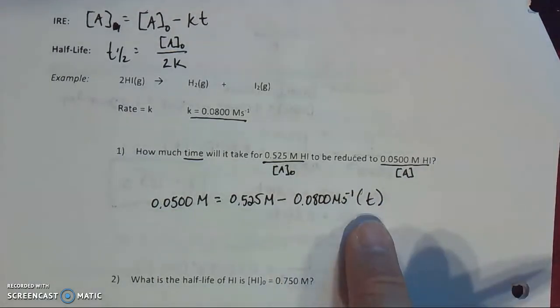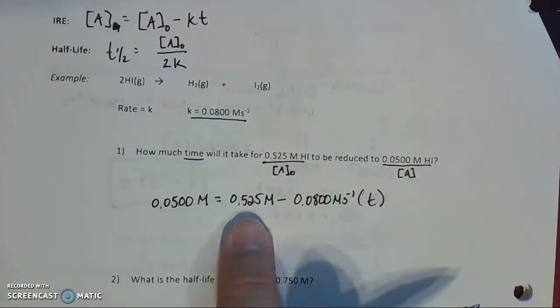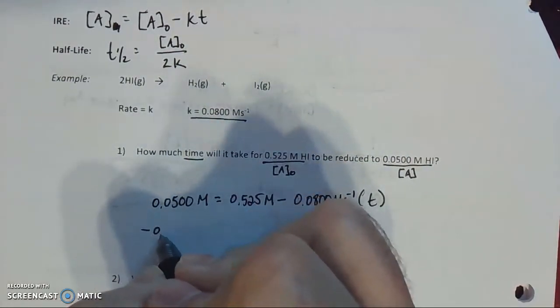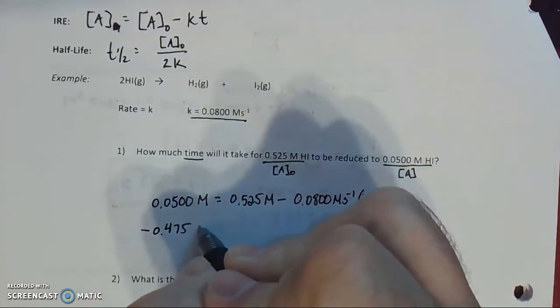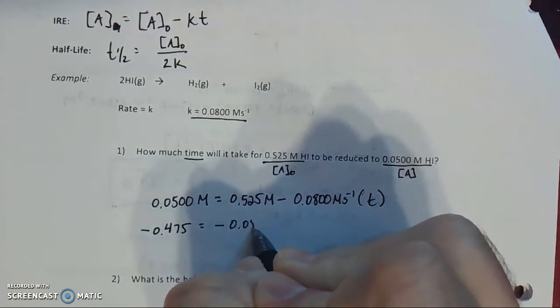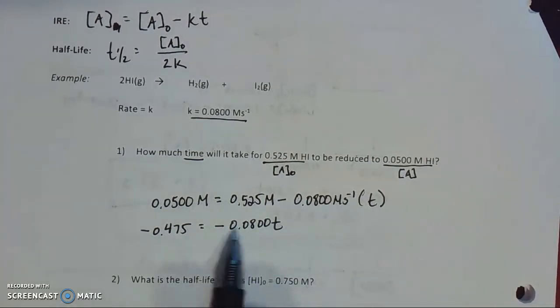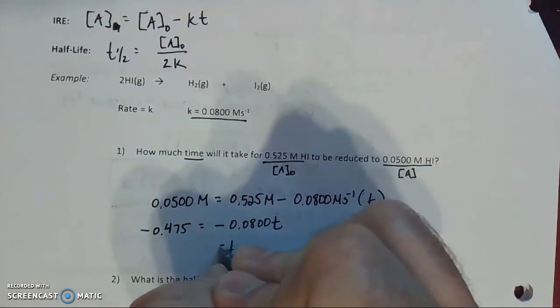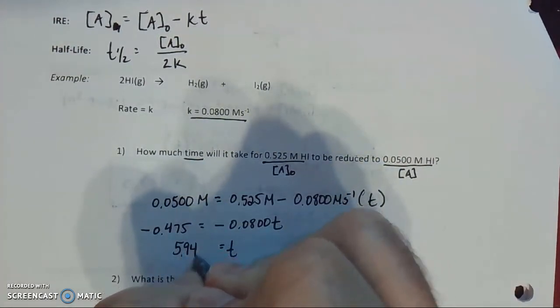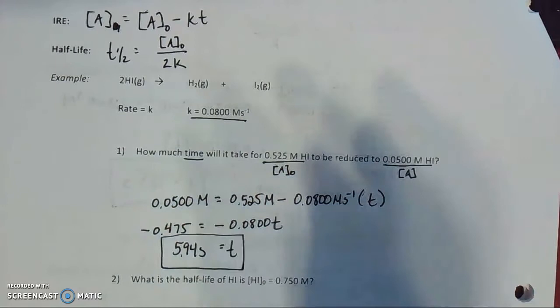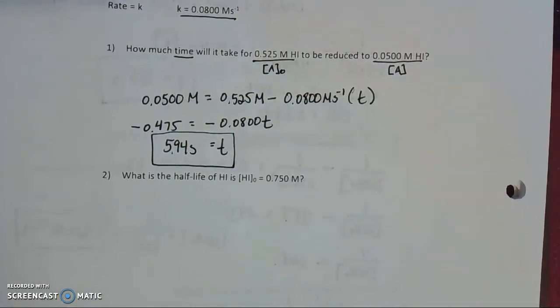So I have to get t by itself. If I have this 0.525 molar, I'm going to subtract that from both sides. So when I subtract that, I get negative 0.475 is equal to negative 0.0800 t. And then I can divide both sides by negative 0.0800 to get t by itself, and I get t to be 5.94 seconds. So we just use our awesome algebra skills to solve for this.